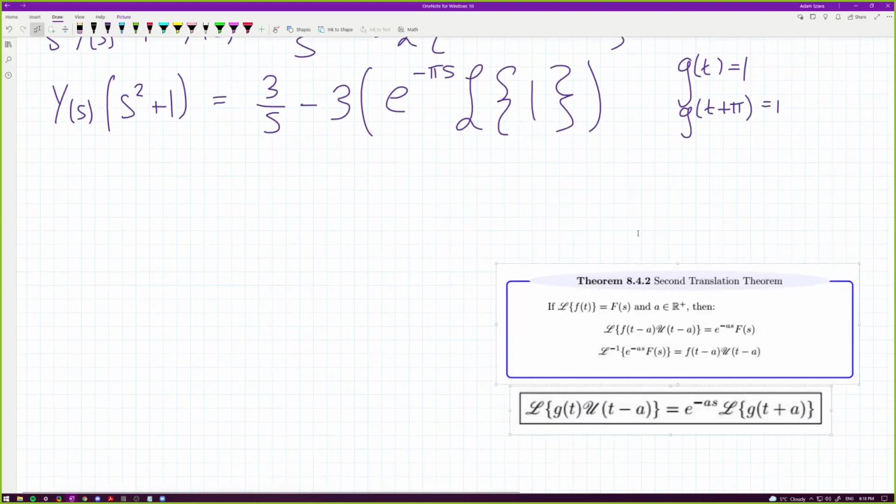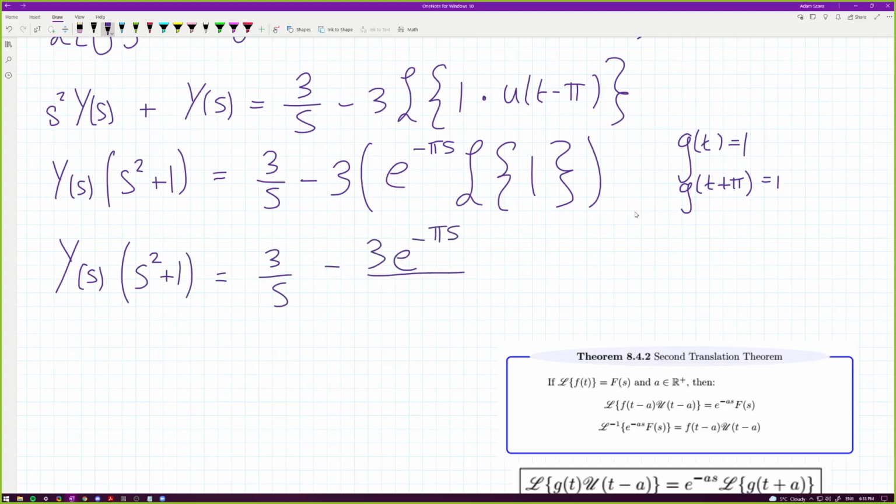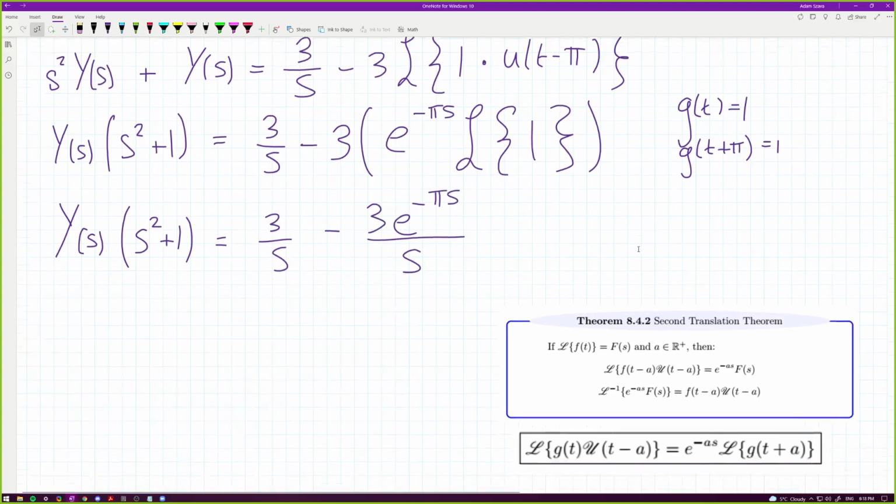So we can just continue on from here now. So y of s, now we're just going to have s squared plus 1 equals 3 over s minus 3 e to the negative pi s over s, because the Laplace of 1 is 1 over s.